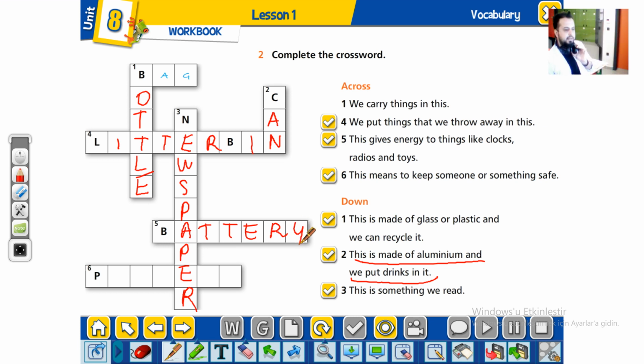And the last one, number 6, this means to keep someone or something safe. Safe ne demekti? Güvende, güvenli demekti. Yani this means protect.